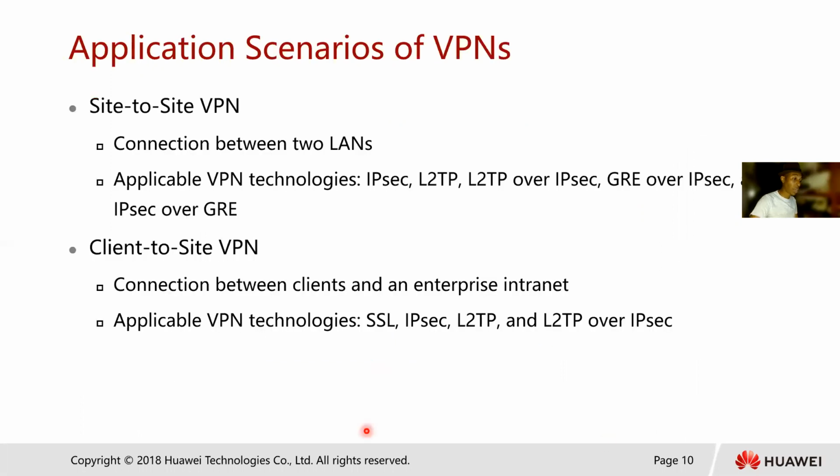Another thing is on some of the application scenarios of VPNs. Site-to-site VPN is a connection between two LANs. This is mostly used for a branch and headquarters, where site-to-site works best. Then you have client-to-site, especially when people are working from home and have to securely access enterprise resources within the premises. So that is the difference. Take note of that.